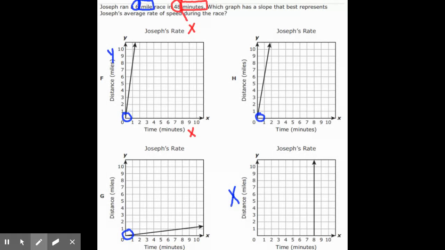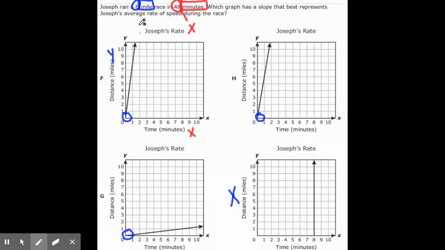All right, that's saying that Joseph can run 8 minutes, and no matter how long he runs, at 8 minutes he can cover an infinite number of distances. All right, so it says that at 8 minutes he can run 1 mile, but also he can run 10 miles. All right, that doesn't even make sense. So let's go ahead and eliminate that answer choice.